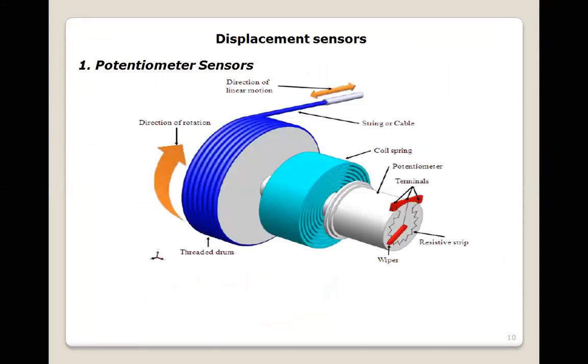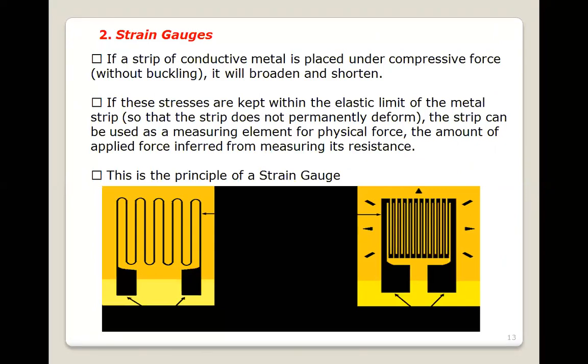So next one is strain gauge. What is a strain gauge? If a strip of conductive material is placed under compressive force, it will be broadened or shortened. Suppose there is one strip of conductive material placed in a box. If you press it just like a spring, it is compressed or shortened. If you elongate it, its length will increase.